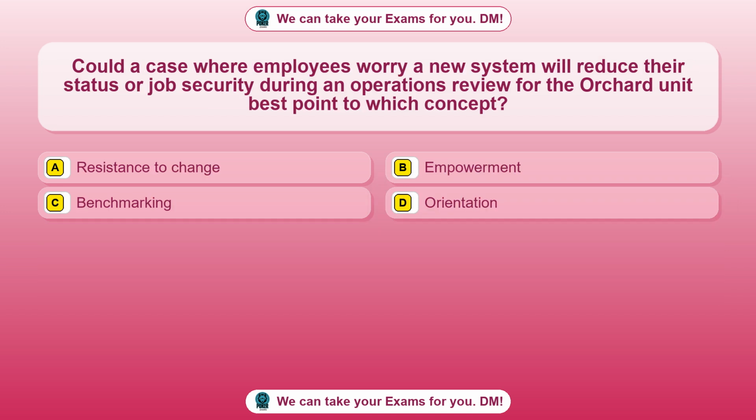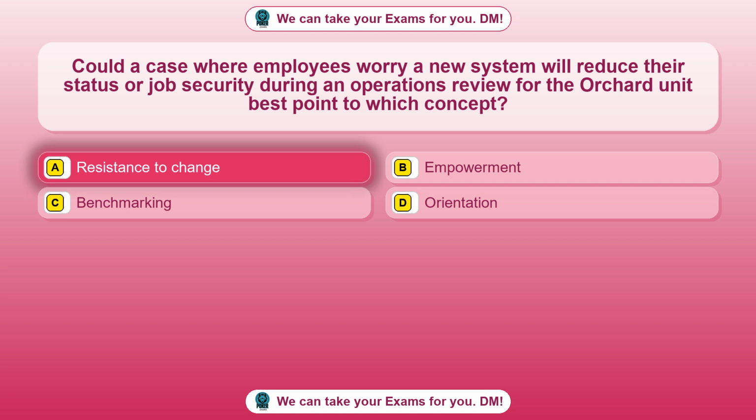Question 7. In a case where employees worry a new system will reduce their status or job security during an operations review for the orchard unit, which concept does it best point to? Option A, resistance to change. Option B, empowerment. Option C, benchmarking. Option D, orientation. The correct answer is option A, resistance to change.